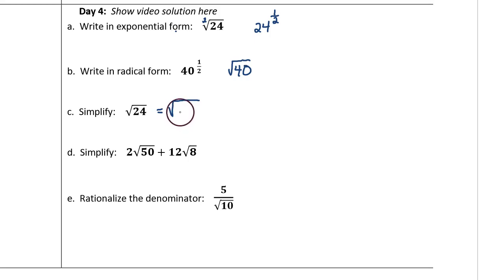The largest perfect square that divides into 24 is 4. And 4 times 6 is 24. So we're rewriting the square root of 24 as the square root of 4 times 6. The next step, you can separate this into two separate radicals. The square root of 4 times the square root of 6.